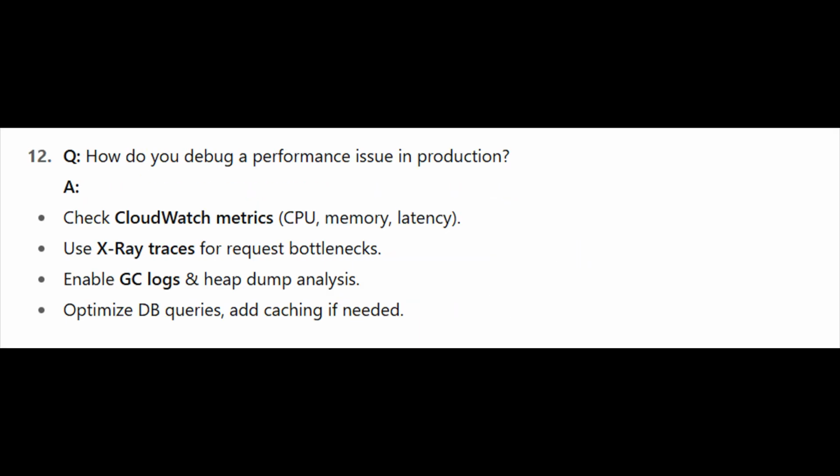How do you debug a performance issue in production? Check CloudWatch metrics: CPU, memory, latency. Use X-Ray traces for request bottlenecks. Enable GC logs and heap dump analysis. Optimize DB queries. Add caching if needed.